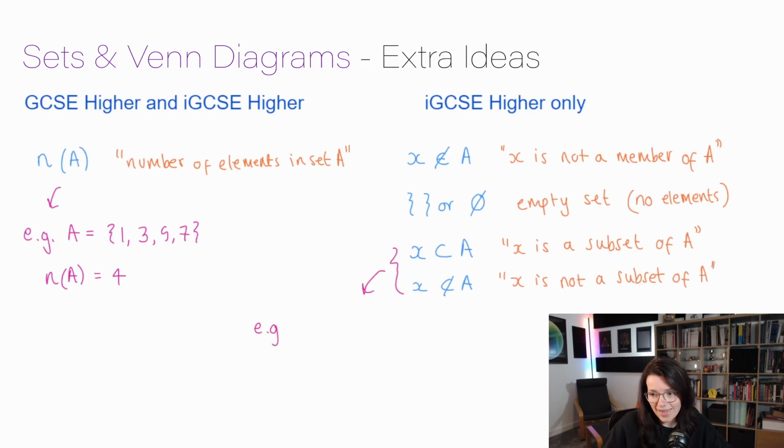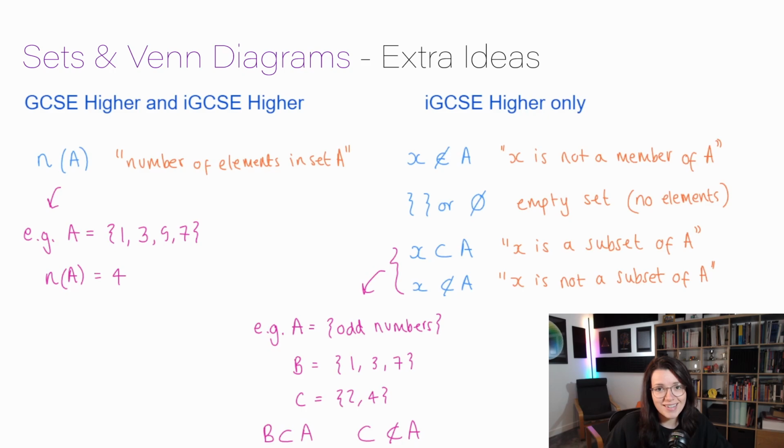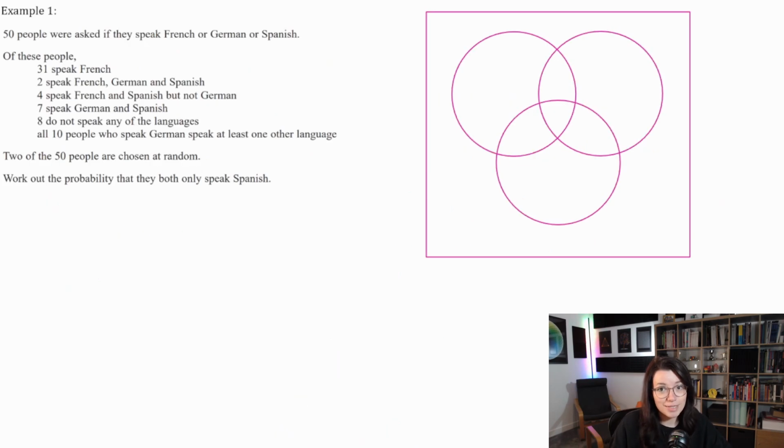Let's say you've got A being the set of odd numbers, B is the numbers 1, 3, and 7, and C is the numbers 2 and 4. Then we can say B is a subset of A because B only contains odd numbers, but C is not a subset of A because C only contains even numbers. Let's take a look at some examples.